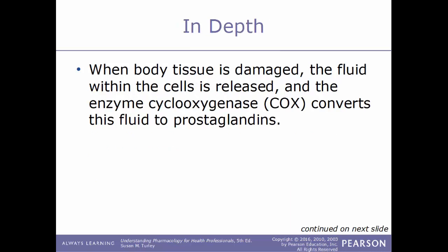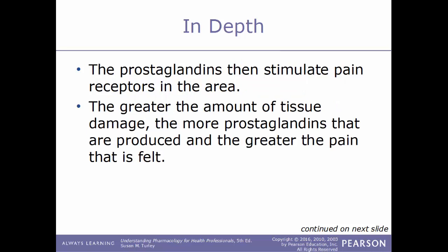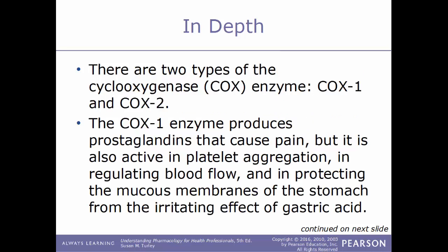All right, now we'll talk a little bit more in depth on how the process of an analgesic works. When body tissue gets damaged, the fluid within the cells gets released, along with the cell contents. And the enzyme cyclooxygenase, or COX as it's known, converts this fluid to prostaglandin. The prostaglandins then stimulate pain receptors in the area. And the greater the amount of tissue damage, the more prostaglandins that are produced, then the greater the pain that is felt. There are two forms of cyclooxygenase.